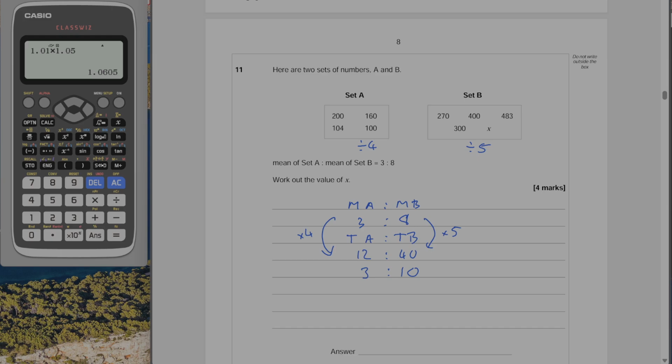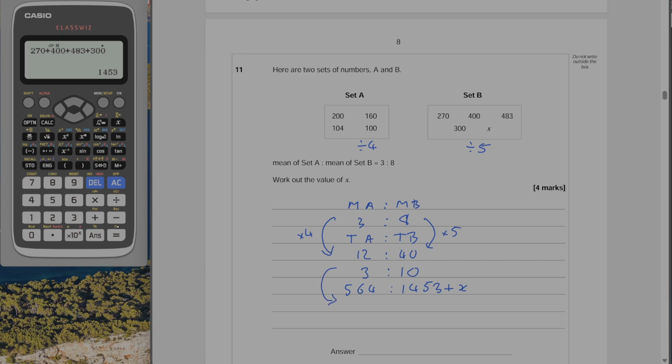Right, so the total then of A is 200 plus 160 plus 104 plus 100. Double check that I've typed that in right. So that would be 564 to 270 plus 400 plus 483 plus 300. So that'd be, I feel like I've typed that in wrong. It's 270, 400, 483 and 300. So 1453 plus X.